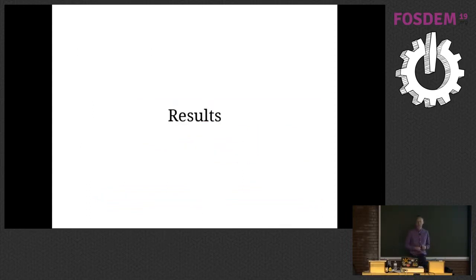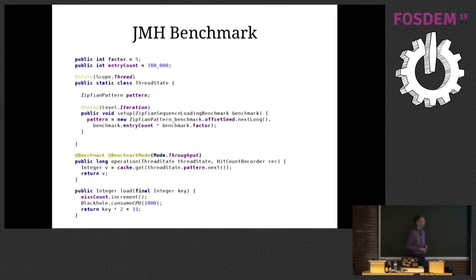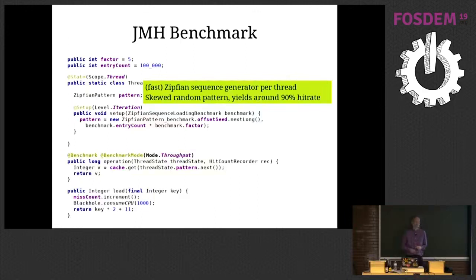So here are some results, but first I need to explain the benchmark that I'm doing. I walk you through. For each thread, I use a fast Zipfian sequence generator. This is a skewed random pattern that yields about 90% hit rate in the cache with this configuration. Oh, I see, here's a mistake. I actually do it with 1 million entries.